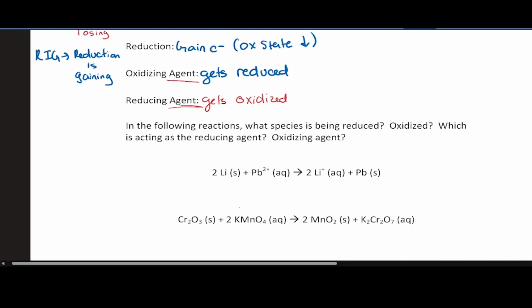So the first one, what we have is lithium and lead reacting together. And the first step always is assign the oxidation states. Since lithium is solid, it's going to be 0, while we have this lead cation that has a positive 2 charge. Now we have a lithium cation with a positive charge, and lead with a 0 charge because it's solid.